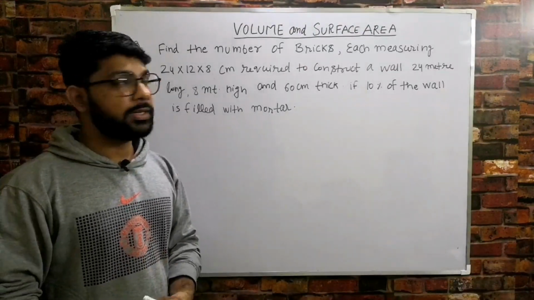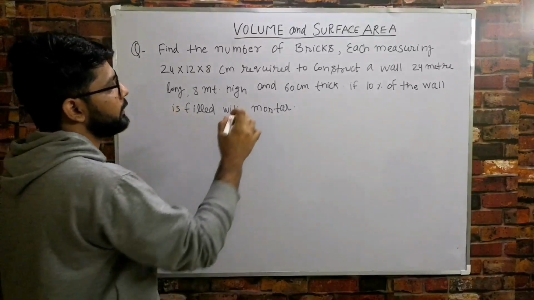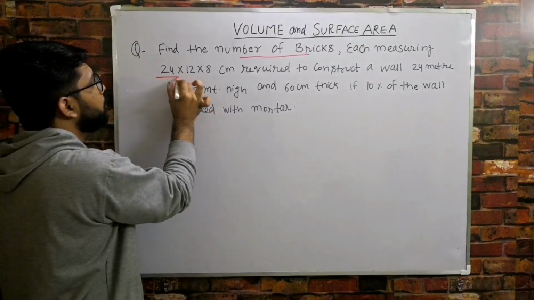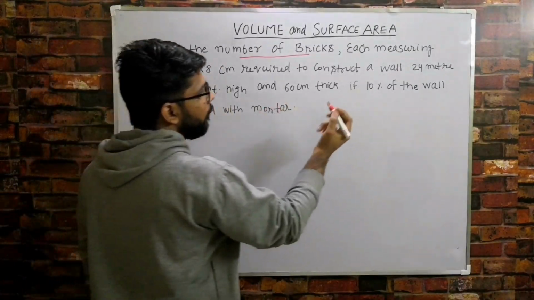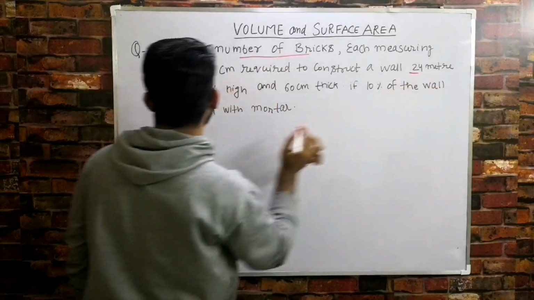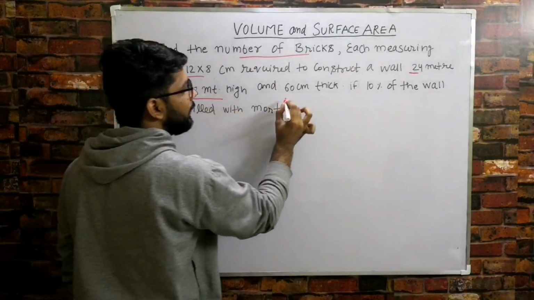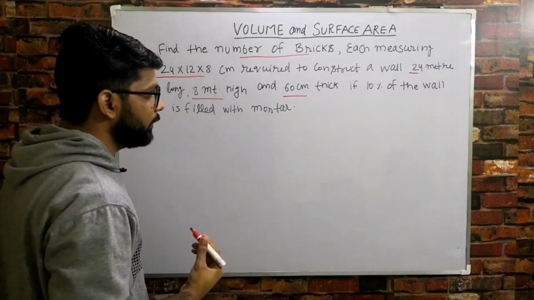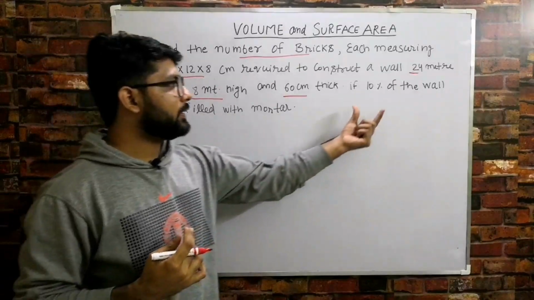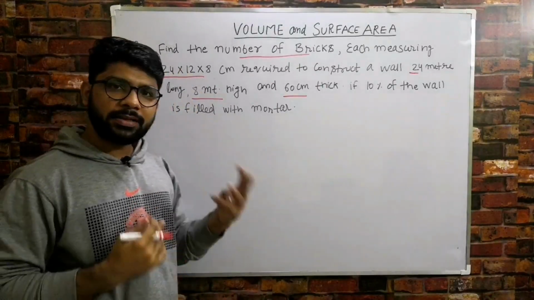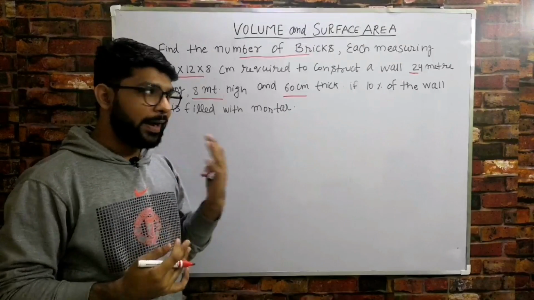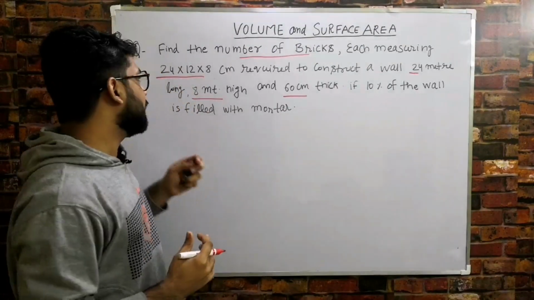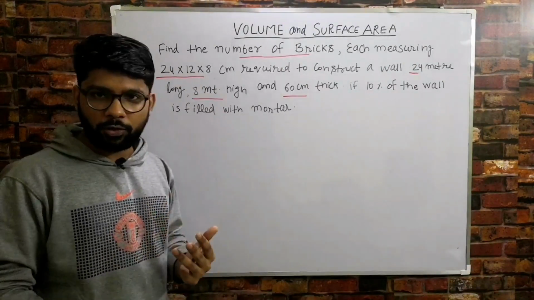So let's discuss the next question. The question is, find the number of bricks. So we have to find out the number of bricks, each measuring 24 into 12 into 8 centimeter, required to construct a wall 24 meter long, 8 meter high and 60 centimeter thick. If 10% of the wall is filled with mortar, what the question is saying is that 10% of the wall is filled with mortar, so 90% of the wall is remaining. So we have to find out how many bricks can fit in that 90% of the wall, that is, how many bricks will be used to build that 90% wall.